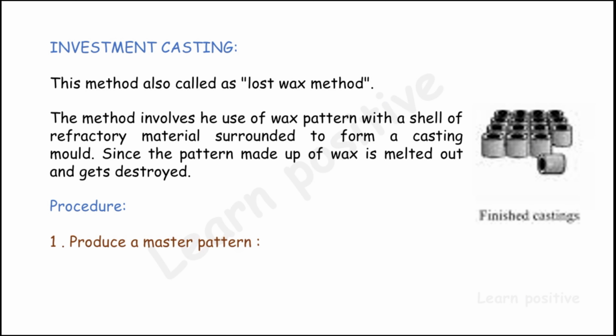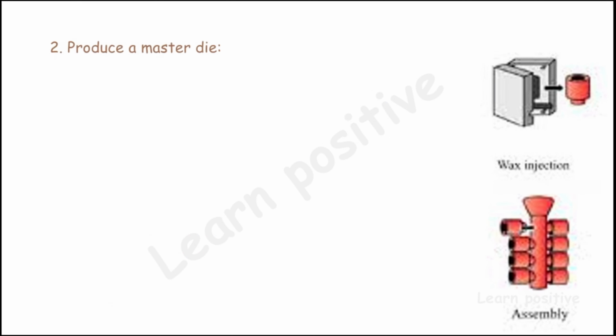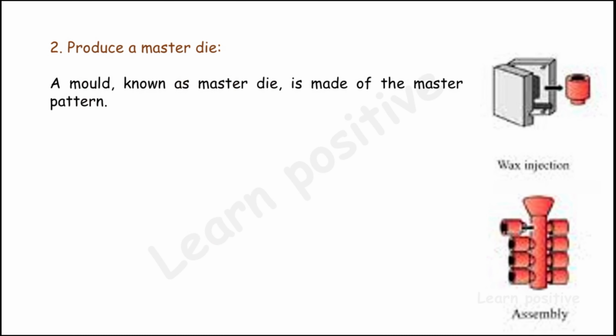The first one is produce a master pattern. So one of the finished castings is taken as the master pattern. It may be a defined product made of metal, wood, plastic, or some other materials. The second is produce a master die. So by using the master pattern, now we are going to produce the master die. It is made from the master pattern, and we produce the wax pattern by using the master die.